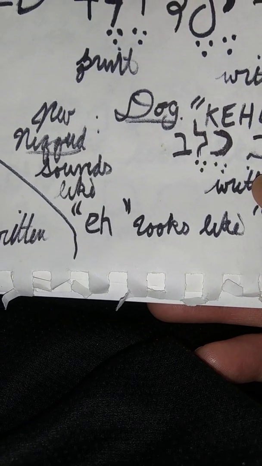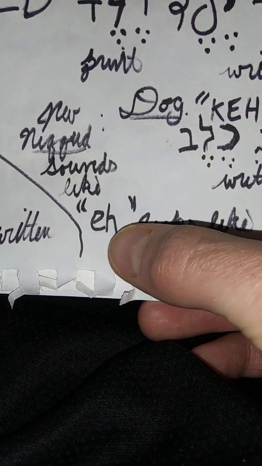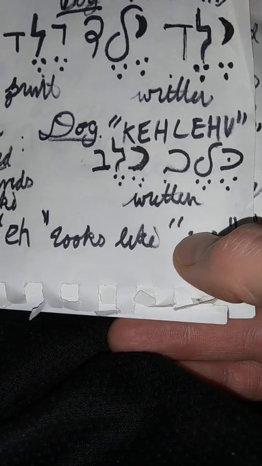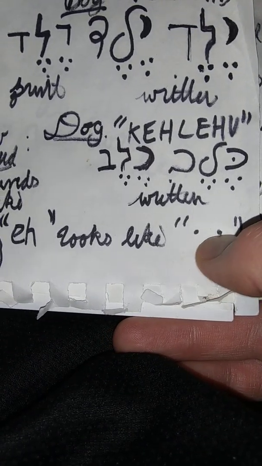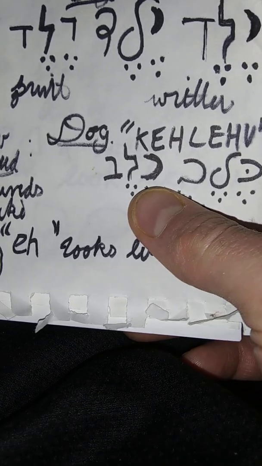So lula. It's a loop. Okay, new nakud sounds like eh. So looks like this. Looks like almost, so it's 3 dots in a triangle. Interesting. Okay, so we show it being displayed right here.